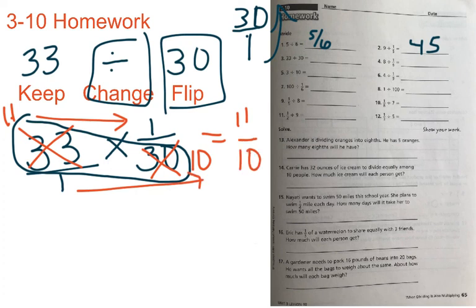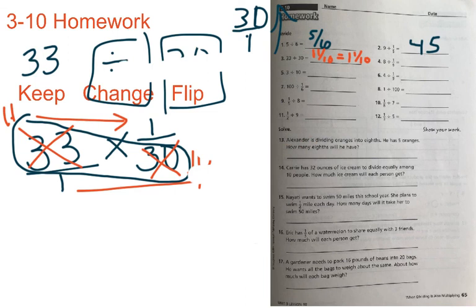And so my answer is 11 tenths, and I can see that I have an improper fraction there, so 10 can go into 11 one time without going over, and I'm left with a remainder of 1, and I write it over my original denominator. So my answer is 11 tenths, or 1 and 1/10. Let's keep practicing.